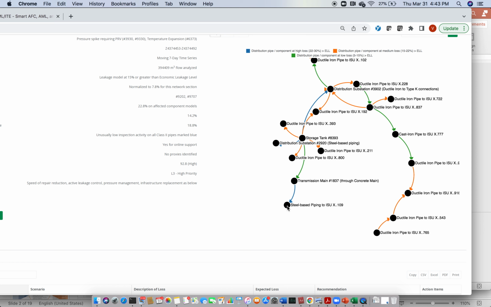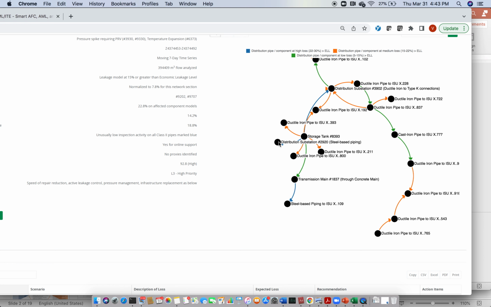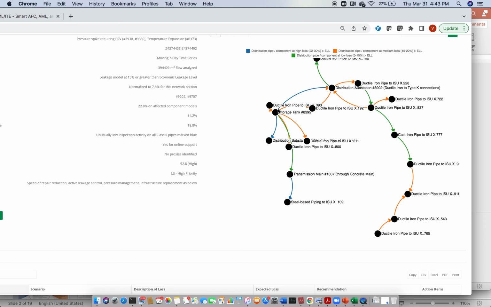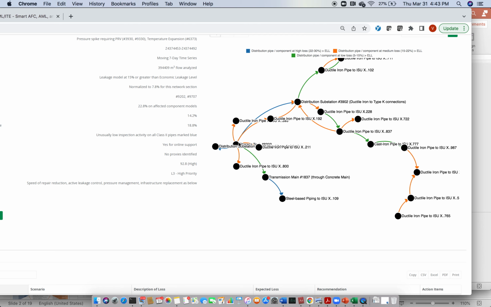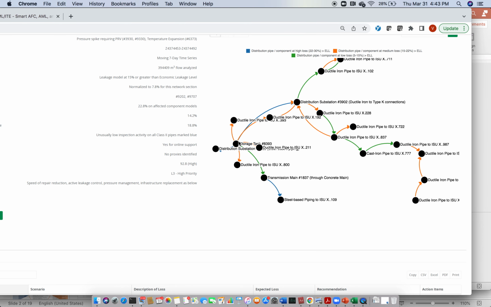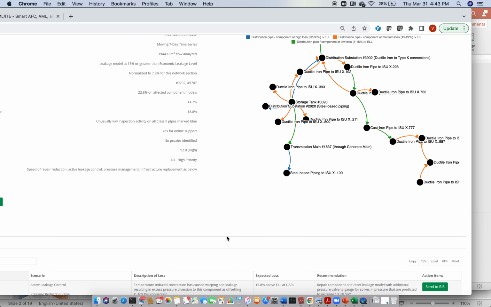We can see here that this connection is marked in blue, where the water is going to an intermediate storage unit or a temporary storage unit. And, moreover, where the steel-based piping is causing another challenge that is marked in blue, and where the ductile iron connection from the storage tank to a distribution substation is also marked in blue. We can see that we can manipulate this diagram and isolate the specific parts to visualize and profile the flows that are causing the greatest leaks.